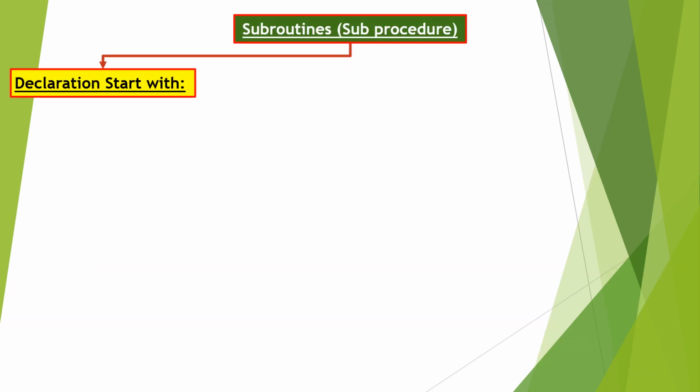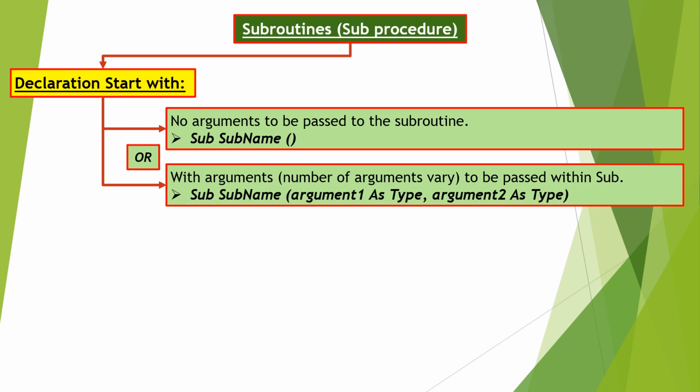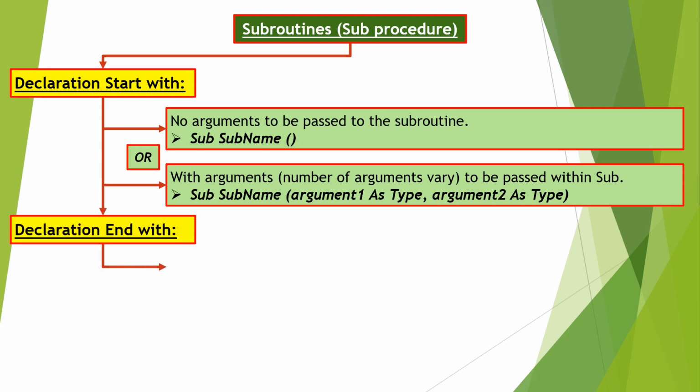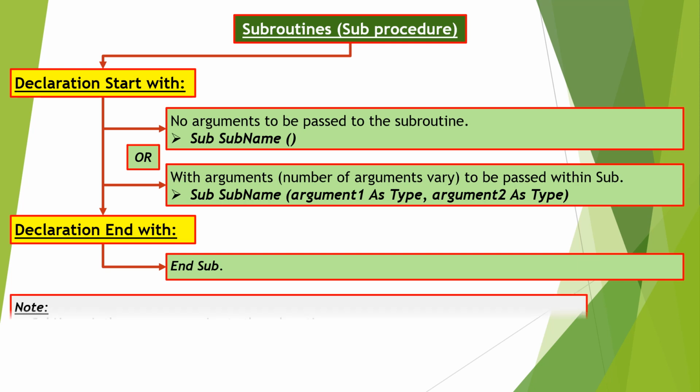Subroutine or sub-procedure declarations start with Sub. If no arguments are to be passed to the subroutine, then the declaration starts with Sub, subname, followed by open close bracket. With arguments to be passed within the sub, the declaration starts with Sub, subname, open bracket, argument list, then followed by close bracket. The declaration for a subroutine ends with End Sub.